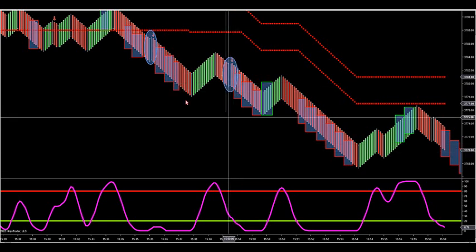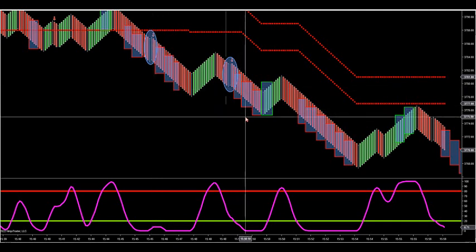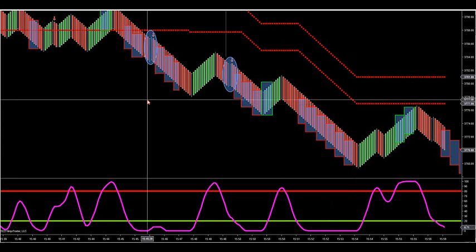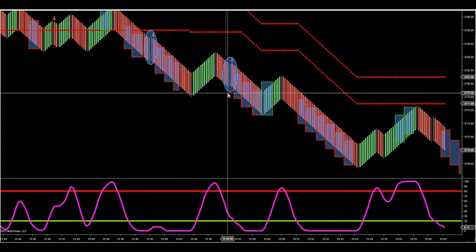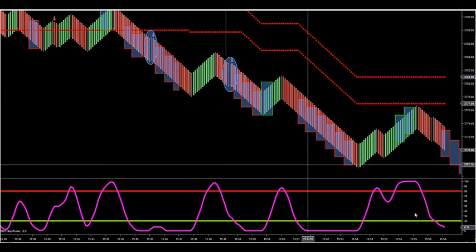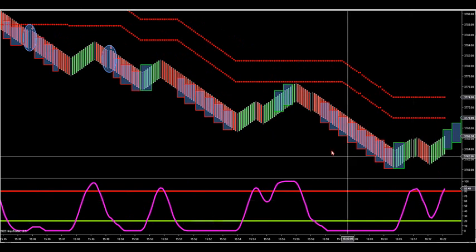I love these setups. We talk about them in the room all the time. You see two dojis come together, then the arrow prints. You're probably going to see a nice continuation. Those are the ones that Terrence asked me today. And Terrence, hopefully that answers your question. When the tweezers come together and you get the arrow, you get that nice continuation. And that's what I was talking about.